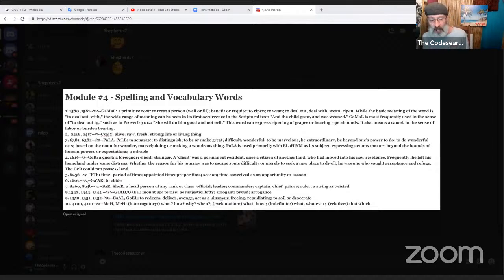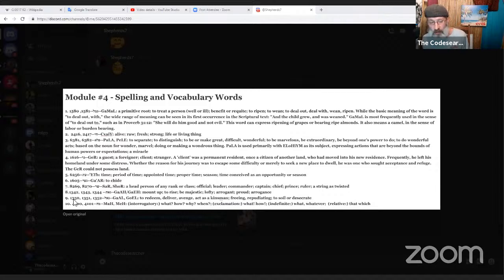And it's 1605. Number 7 is Sar or Shoai. It's a Shin and a Resh. It's a head person or of any rank or class, official, leader, commander, or captain. Number 8 is Strong's 1342, 43, and 44. It is Ga'eh. It's a Gimel, Aleph, Hey. It means to mount up or rise, be majestic or lofty, arrogant, proud, or arrogance.